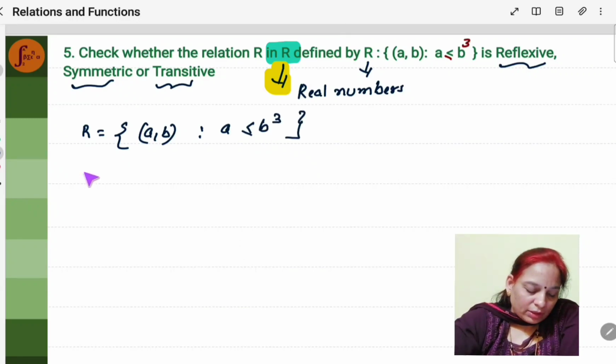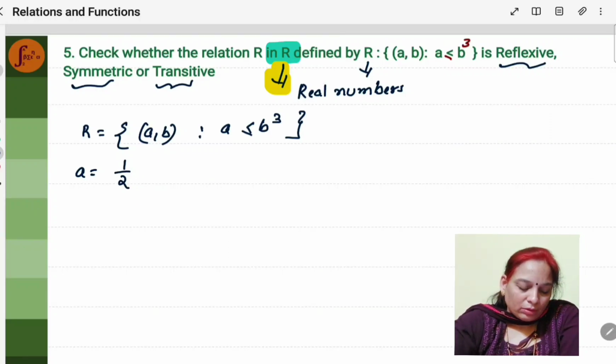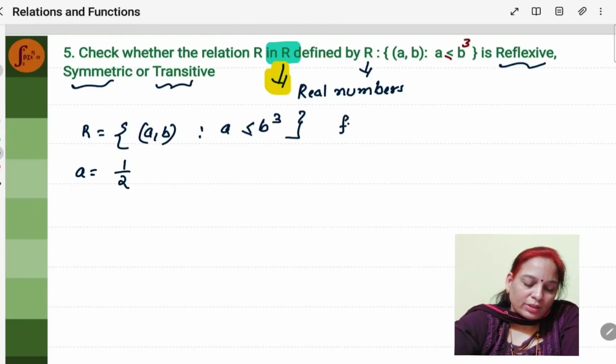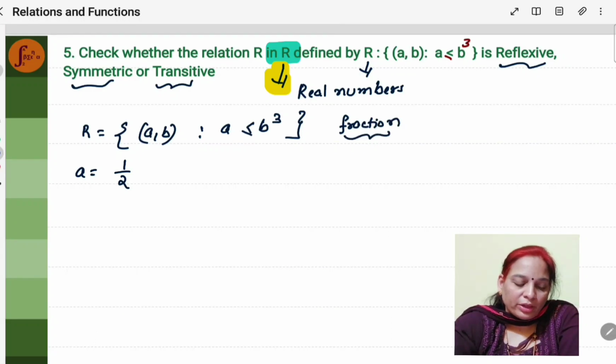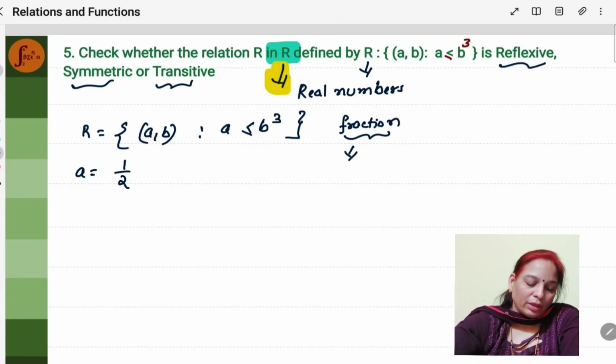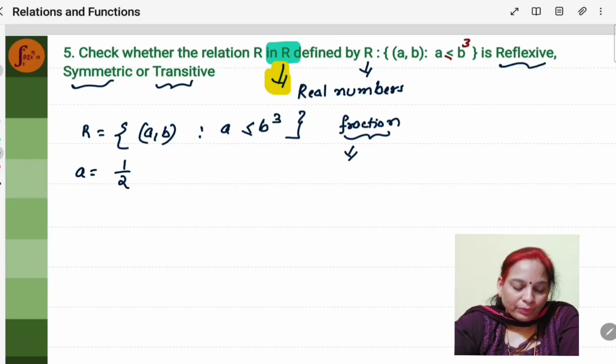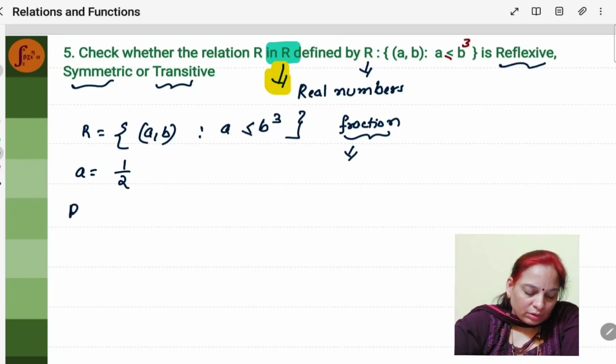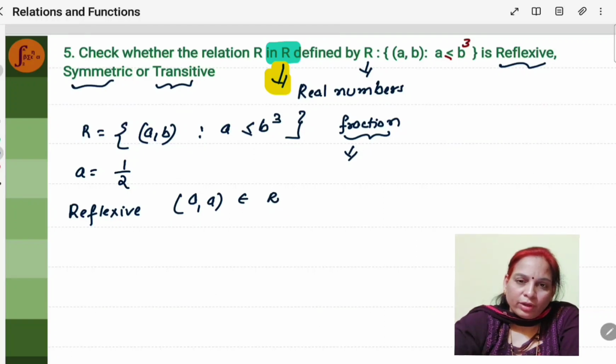Now let's take one example here. Let's take A equal to half, right? It's a real number. So normally when you can, the best way is to take a fraction, so you can really prove or disprove if it's reflexive or not. A fraction is always a good case. So I'll take A as half. For reflexive, the first element and second element should be the same, so (A, A) should belong to R. This is the reflexive condition.